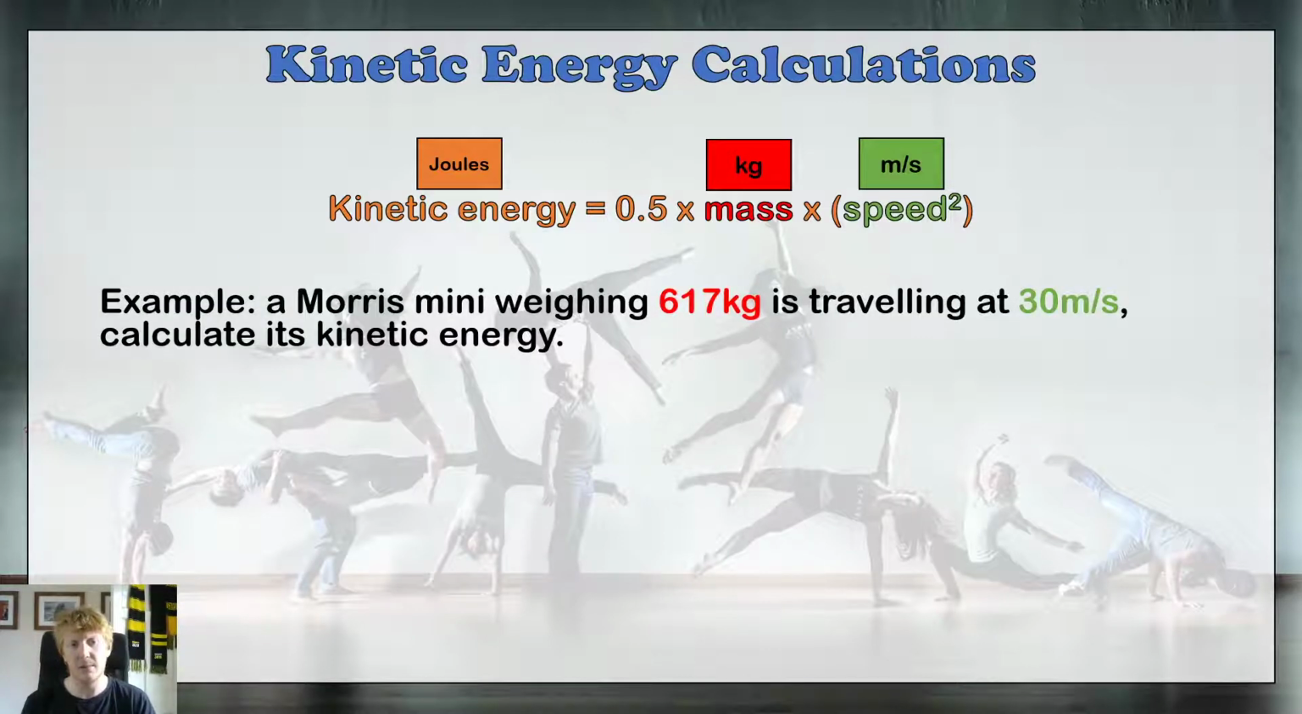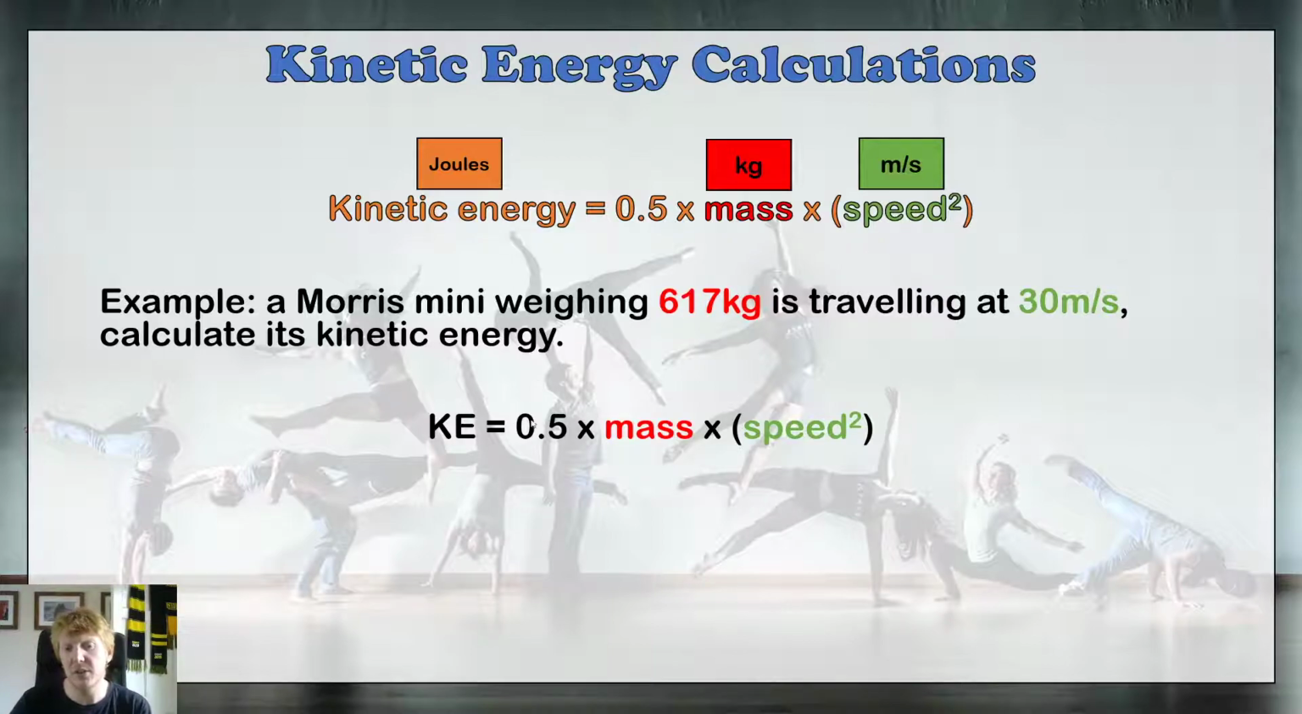So let's take an example. The best car in the world, a Morris Mini weighing 617 kilograms, is traveling at a speed of 30 meters per second. Calculate its kinetic energy. With all of these, I've used color coding to match up the numbers to their formula just to help try and make it a little bit clearer.